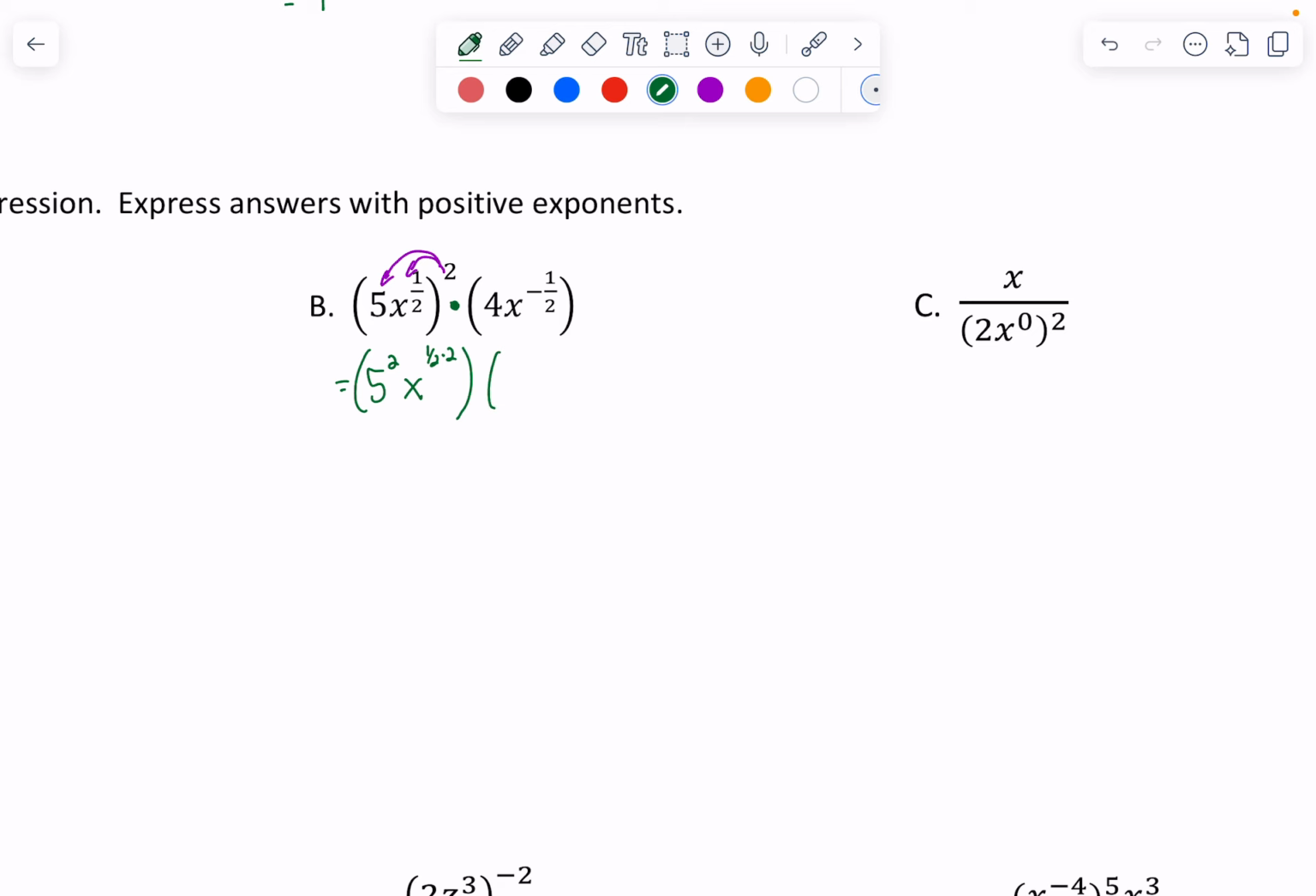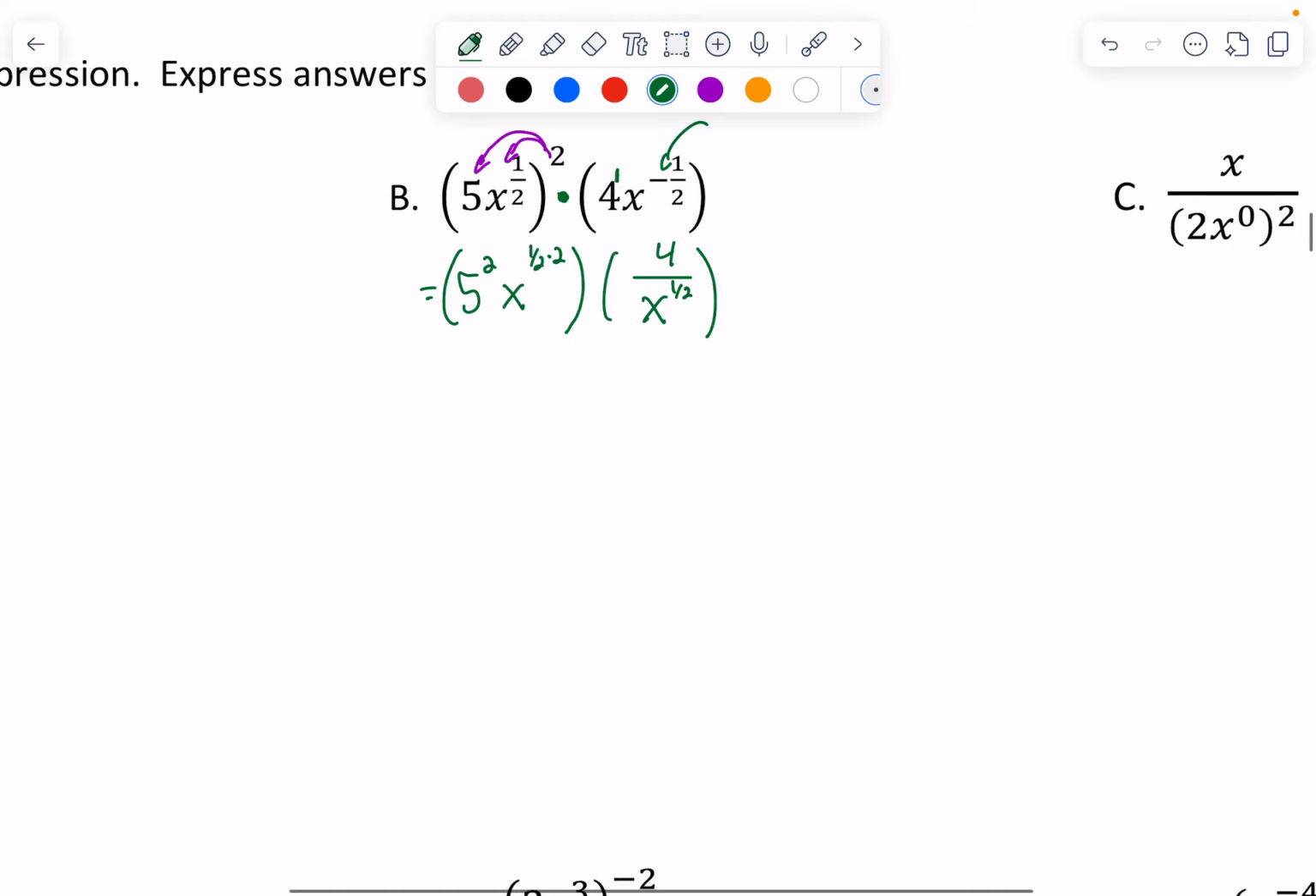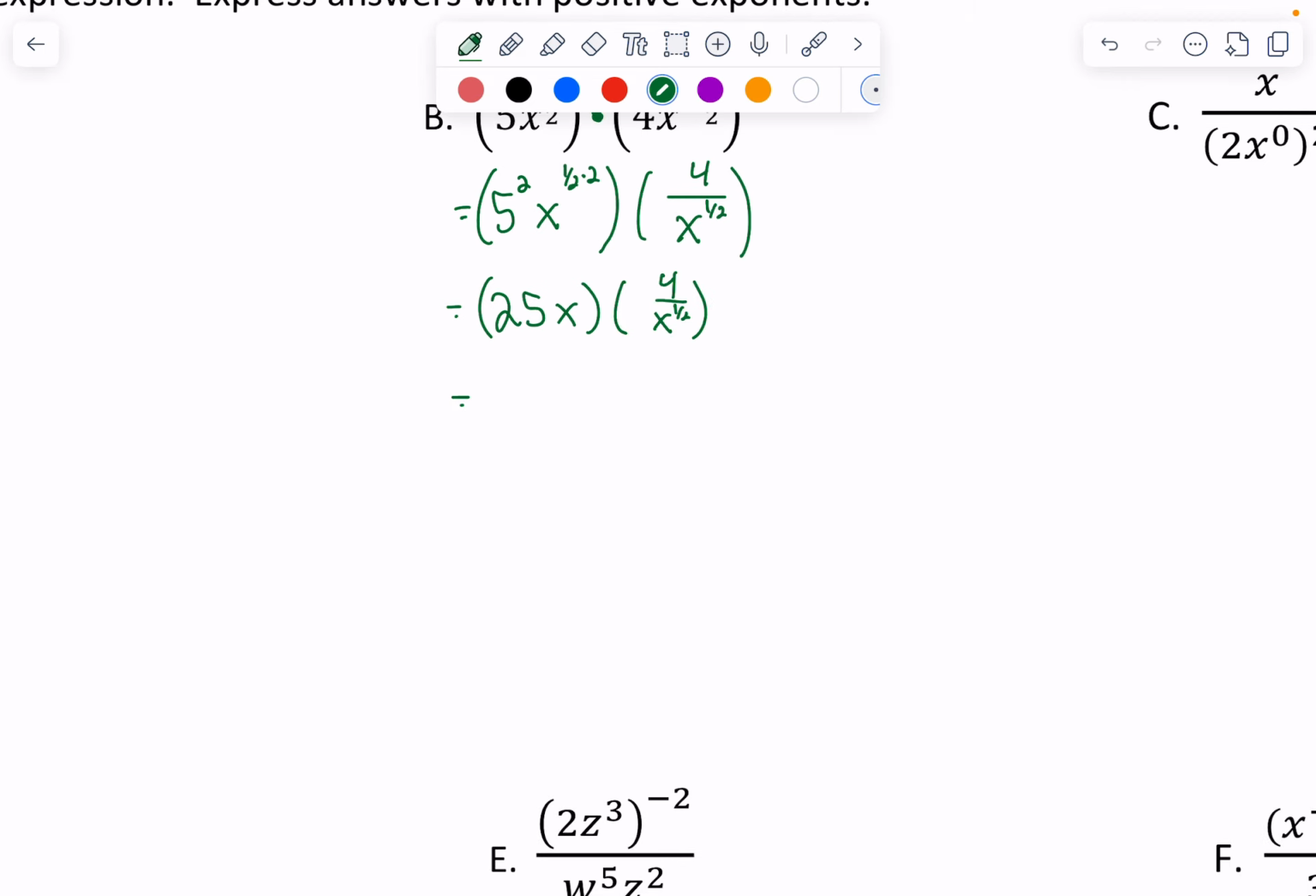And then this one reduces to 4. Deal with the negative exponent, and that negative exponent is only on the x. Like this 4 technically has an exponent of 1. So that would be like saying 4 over x to the 1/2. So then, let's reduce this. We have 25x. That is being multiplied by 4 over x to the half. Or, another way to think of it is 100x over x to the 1/2, like that.